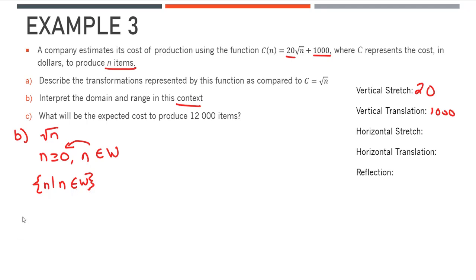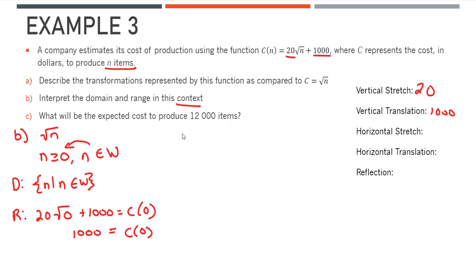Now for our range, we're going to look at the smallest value. And we'll just label this, so that's a d value. So I'm actually going to substitute in 0. So 20 times square root of 0. Now this is function notation, plus 1,000. I'm going to write this on the other side. So C of 0. Well, that means C of 0 is actually 1,000. Now what does that mean? Well, that means if I produce no items, I still have to pay $1,000. That's my initial cost just for being in this deal of making these items.